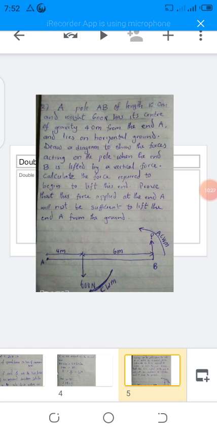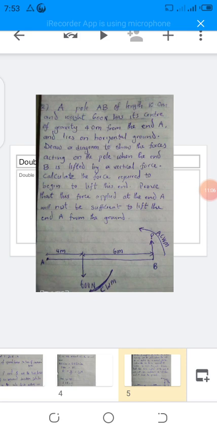So what does this mean? Let's assume we have a log of wood lying horizontally on the floor. We know that the length of our wood is 10 meters. From point A to the center of gravity of the wood is 4 meters. So the only force acting downward on this wood is its own weight. The weight of the pole is acting downward, which is 600 Newton. That is the arrow you see pointing downward.